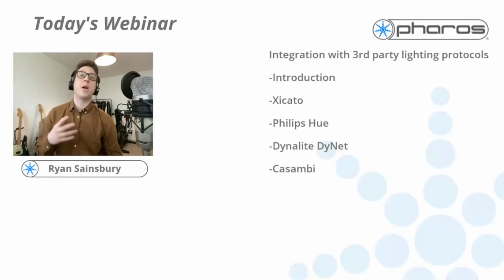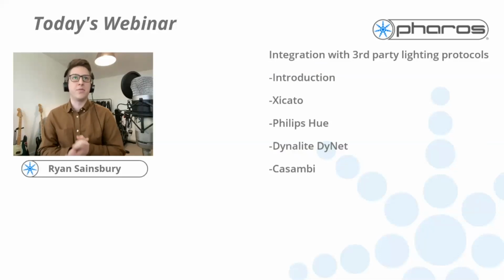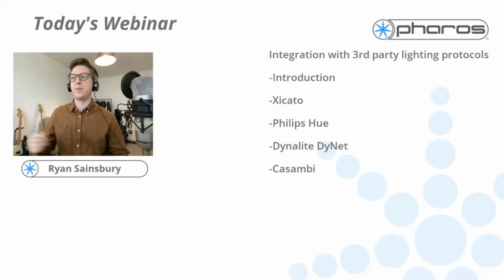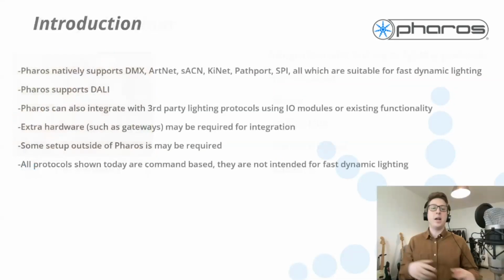So today's webinar is all going to be about integrating with third-party lighting protocols. In particular, we're going to be looking at Cicato, Philips Hue, Dynalite, and also Casambi. Just want to start off with a quick introduction note. As you're aware, Pharos supports various different types of protocols: DMX, ArtNet, KiNet, now SPI.